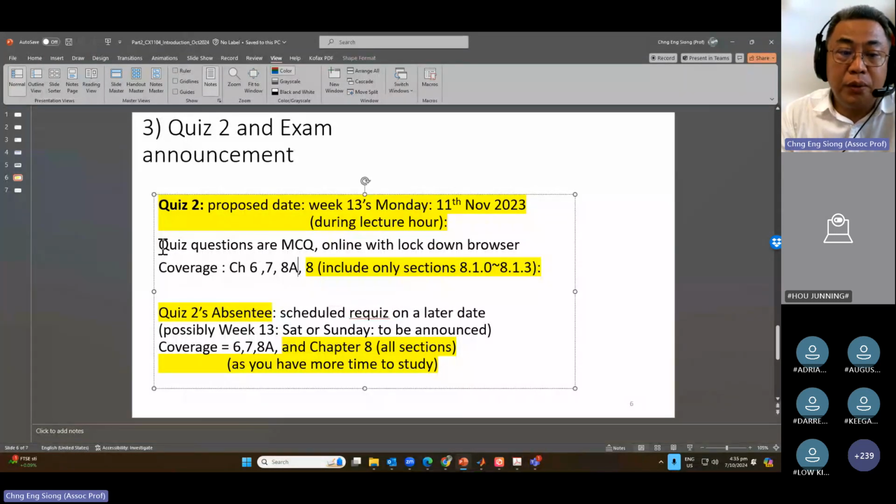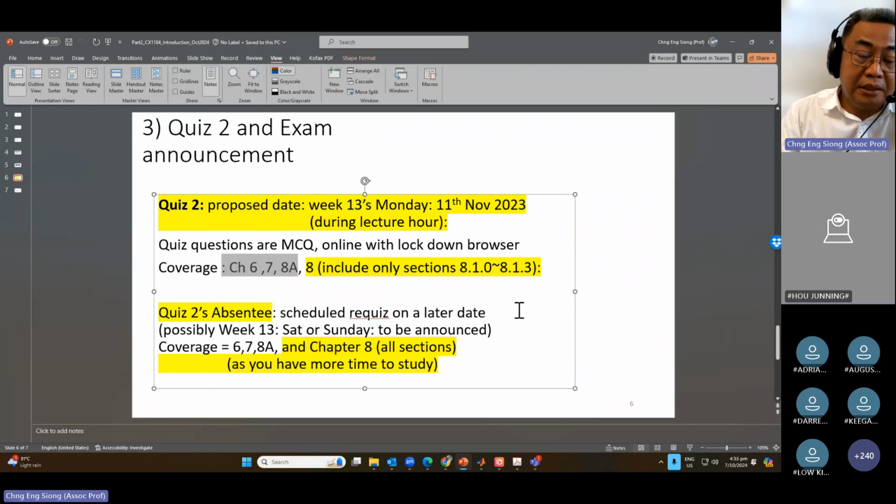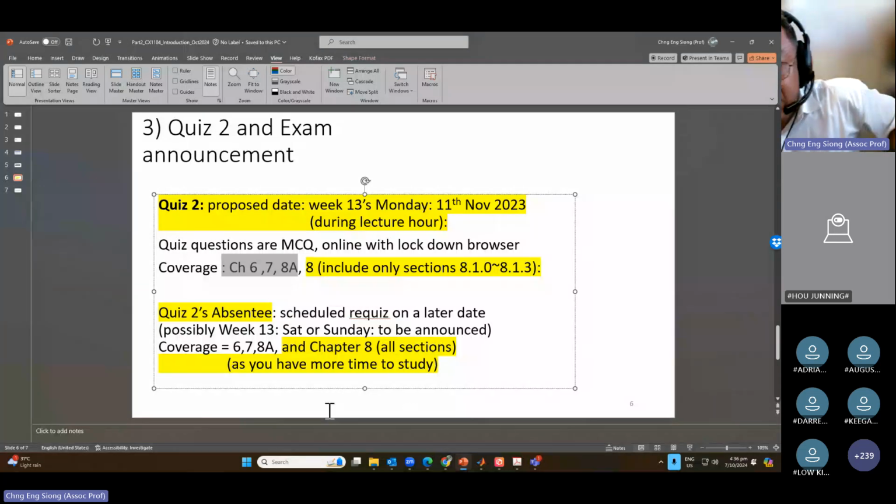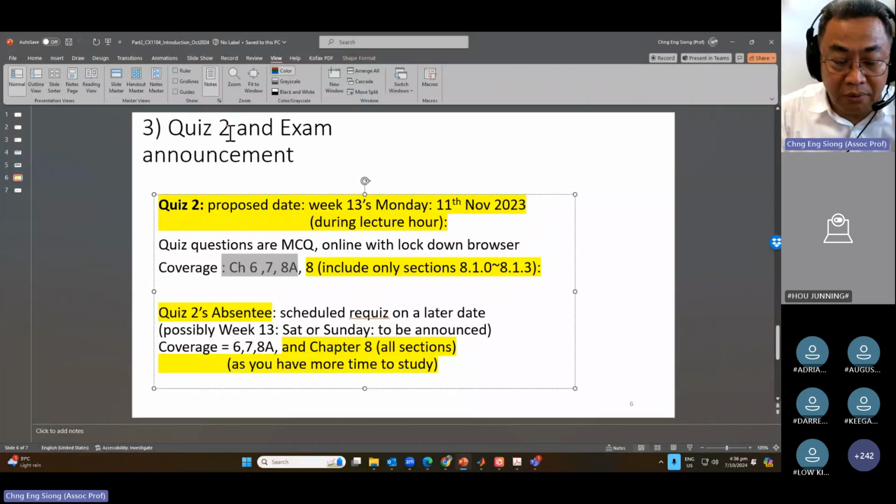For the quiz question, you'll notice that I have given this coverage 6, 7, 8A, and 8 of part of chapter 8. Now, if you're absent, that means you have more time to study because there's a Monday, and then all the chapter 8, all sections will be covered, and it will be harder because you have more time. So again, absentees, if you're absent for whatever reason, you must have an MC to take the requiz. But because you have absented yourself and you have more time to study, the requiz would definitely be more difficult and have more coverage because you have more time to study.